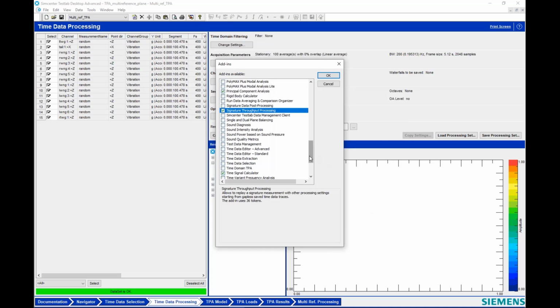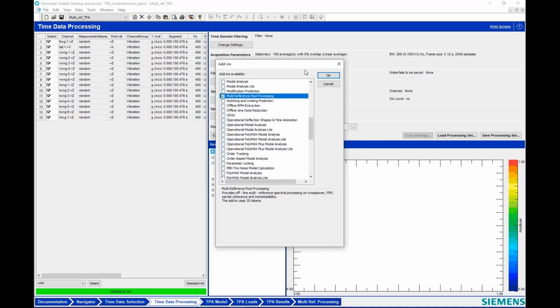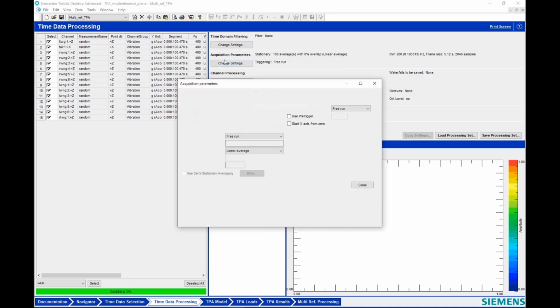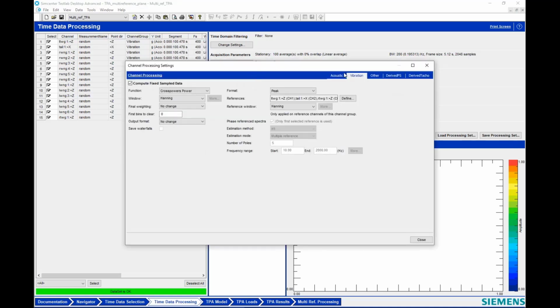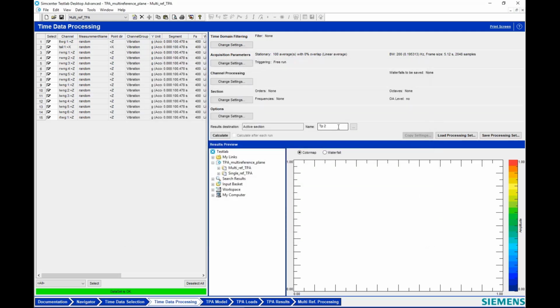And in order to calculate multi-reference cross powers, I need this multi-reference processing, which is an additional 35 tokens. Okay. And I think that's all I needed. I needed to calculate stationary averaged, and I also need to calculate multi-reference cross powers. And then I can call it TPA class, so I know what it is. Okay. So there I have them.